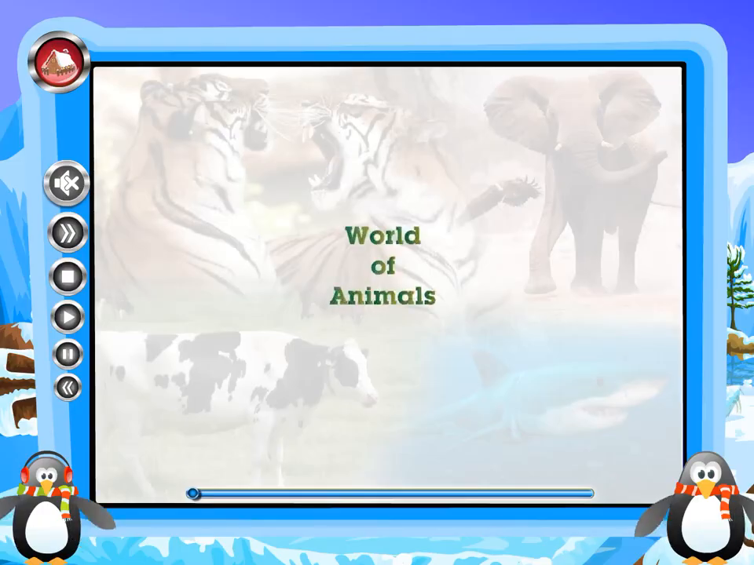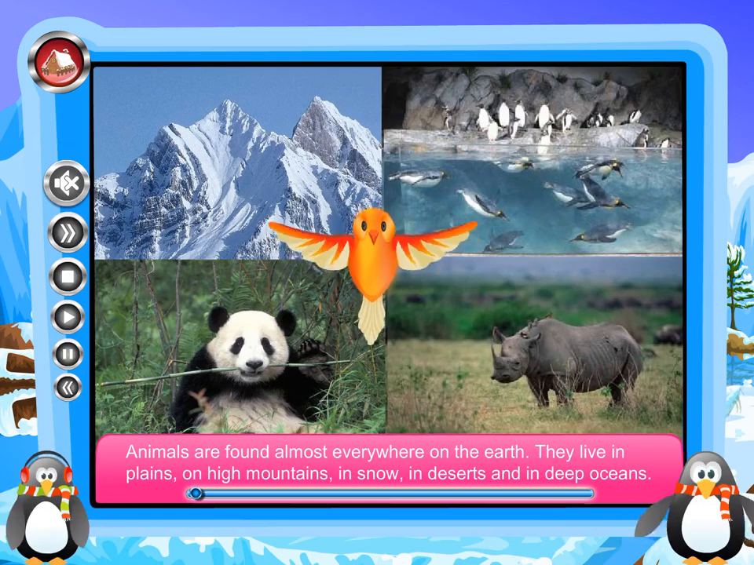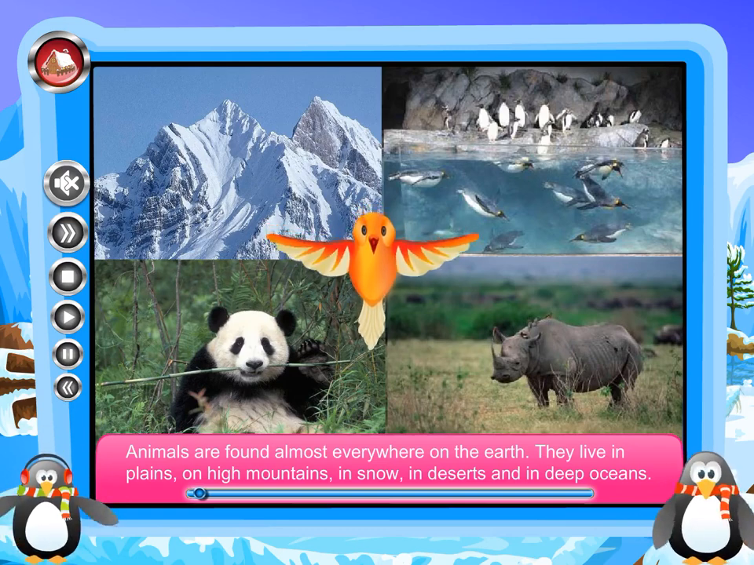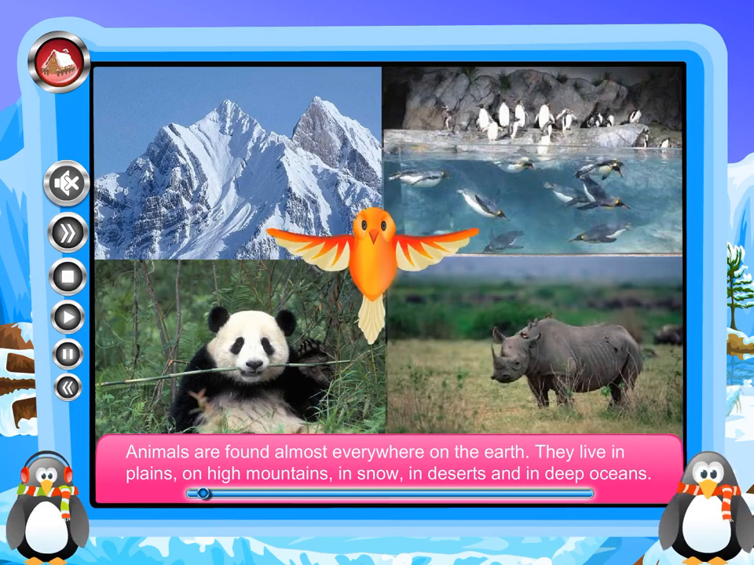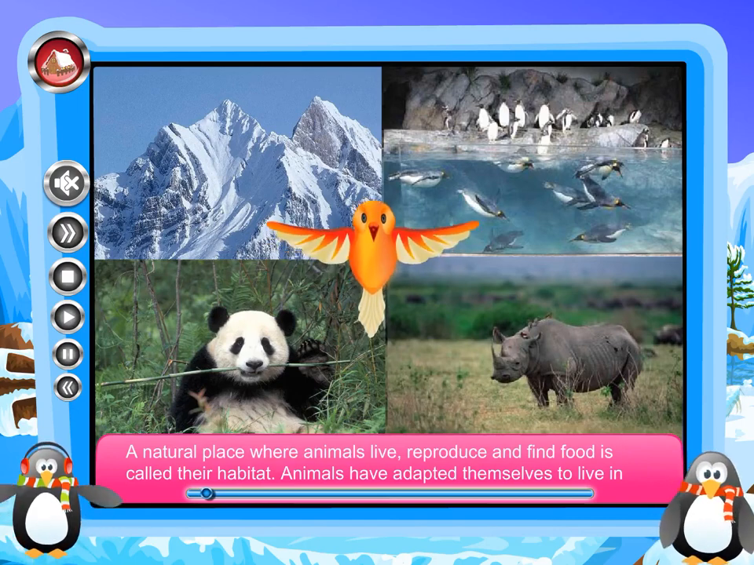Chapter 2. World of Animals. Animals are found almost everywhere on the earth. They live in plains, on high mountains, in snow, in deserts, and in deep oceans. A natural place where animals live, reproduce, and find food is called their habitat.